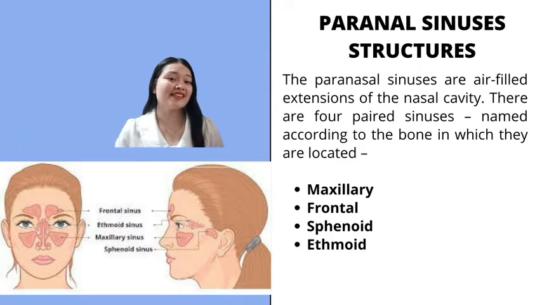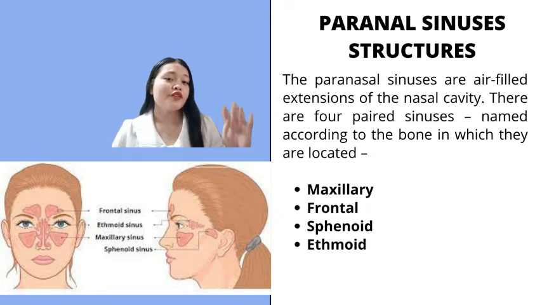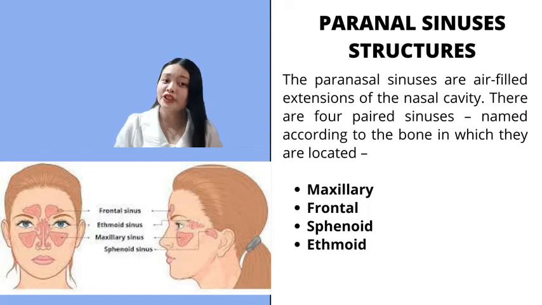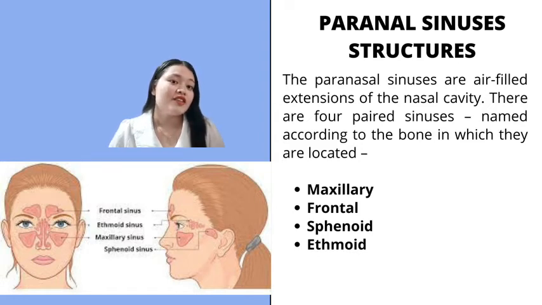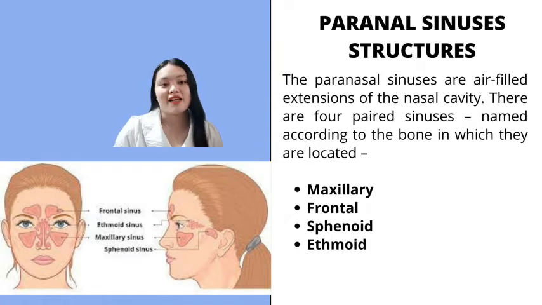Next are the paranasal sinuses. The paranasal sinuses are air-filled extensions of the nasal cavity. There are 4 paired sinuses named according to the bone in which they are located. As you can see in the photo, the maxillary, frontal, sphenoid, and ethmoid. Each sinus is lined by a ciliated pseudostratified epithelium interspersed with mucus-secreting goblet cells.